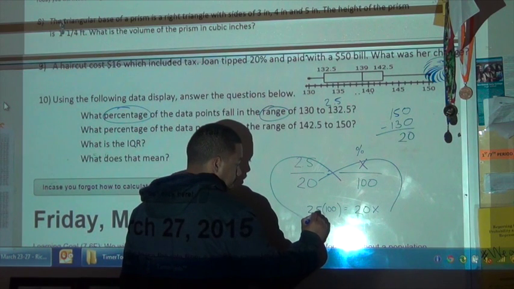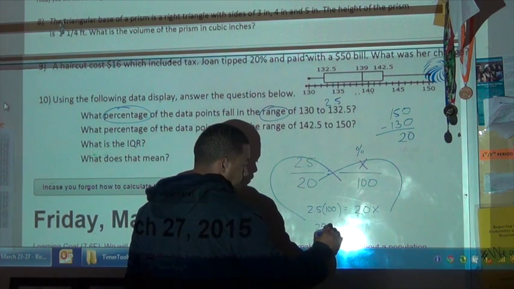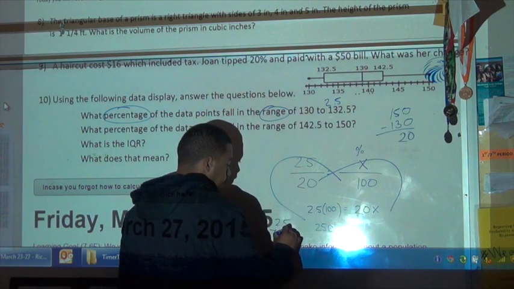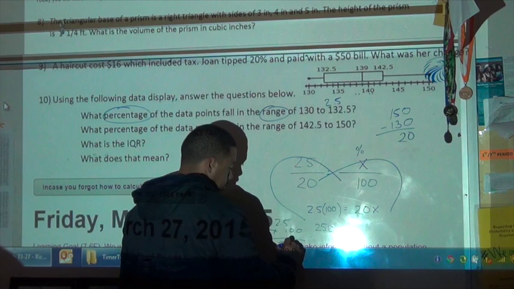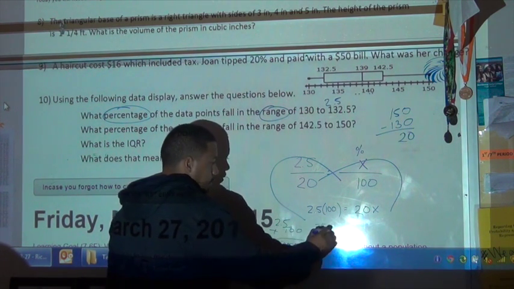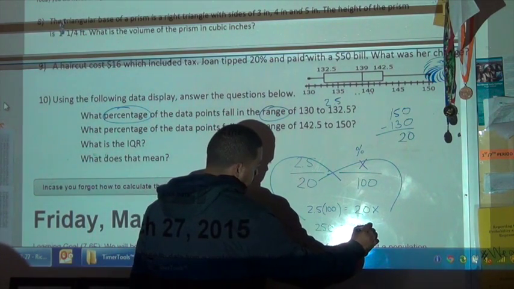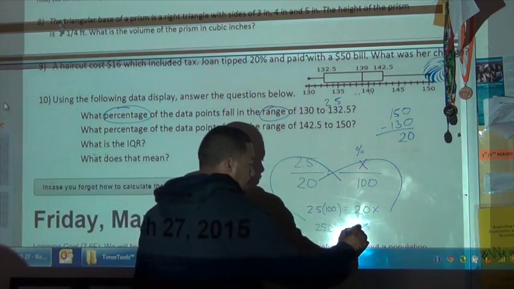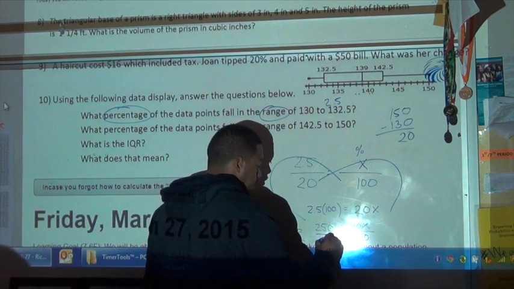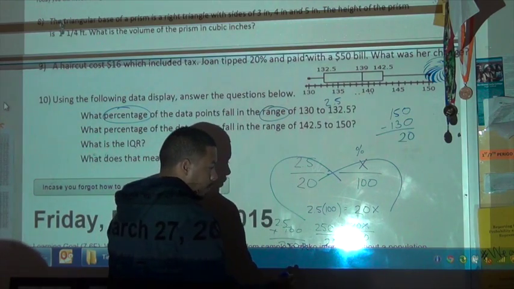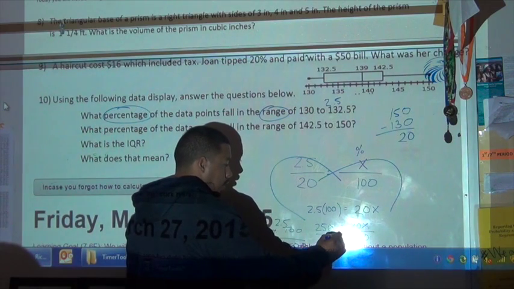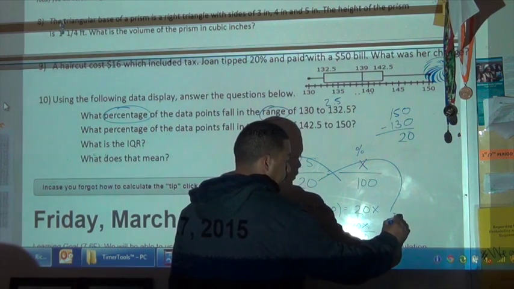Okay, then I just expand it, 250, when you actually multiply it, 2.5 times 100. Okay, you do the opposite operation. What's the opposite of multiplying times 20? You divide by 20. You divide by 20. And then you just put your answer.